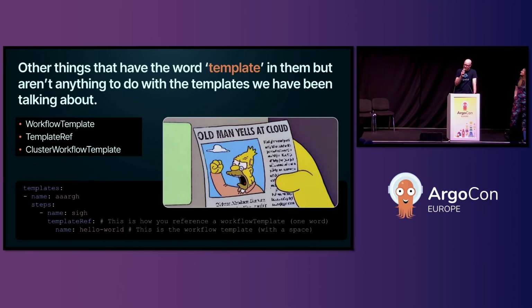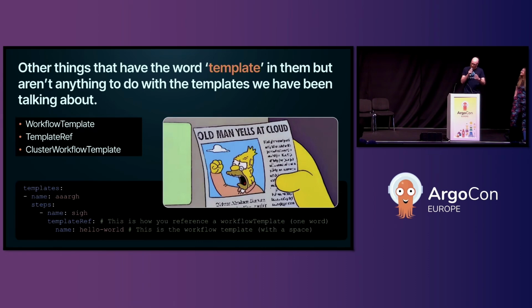So to summarize, workflowTemplates, one word, contain workflow templates with a space. But they may also call workflowTemplates, one word, which in turn may contain workflow templates with a space. Oh, this is the beginning. So that's clear as mud now, right? So let's ramp it up.